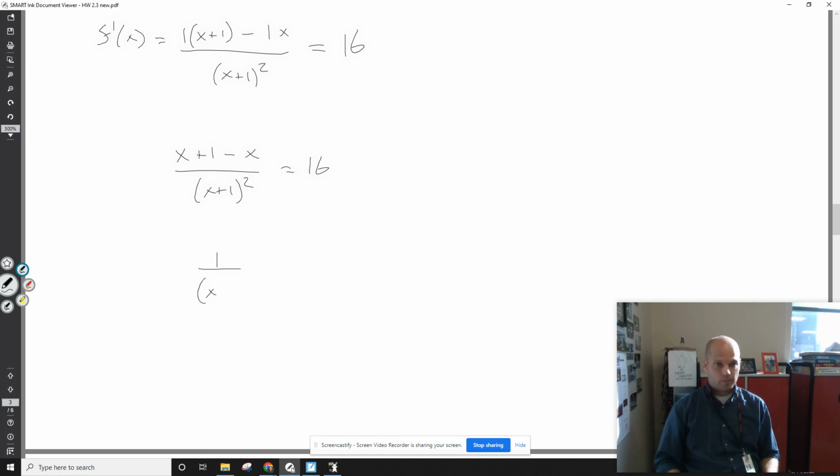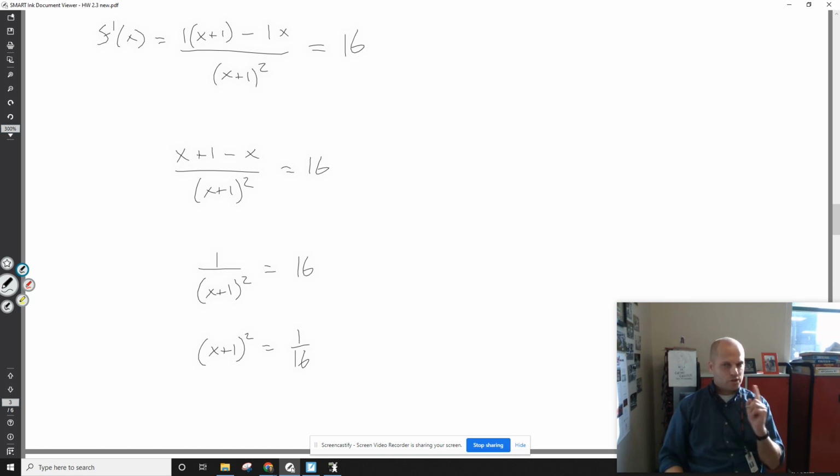I end up with this equation: 1 over x plus 1 squared equals 16. Oh, goodness, how am I going to solve this? Well, again, you can flip both sides, or you can multiply then divide. I like to flip both sides. Just be careful. If you flip both sides, the right side gets flipped. It's going to be 1/16.